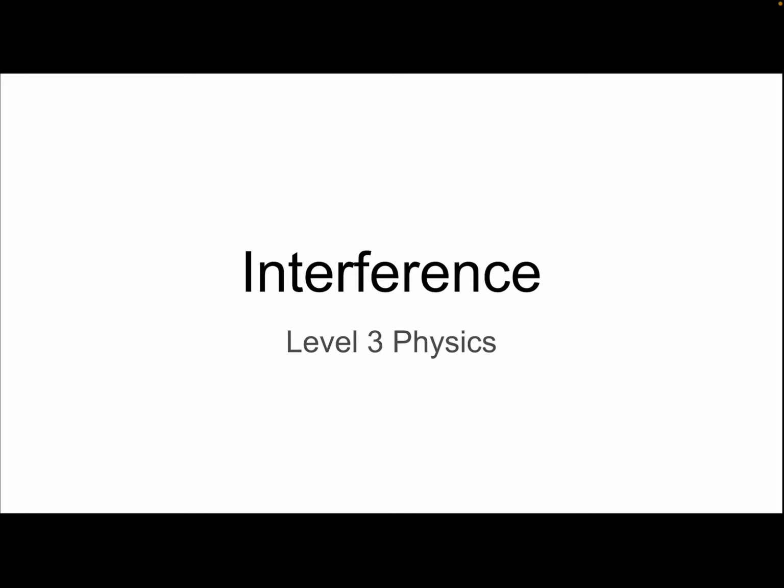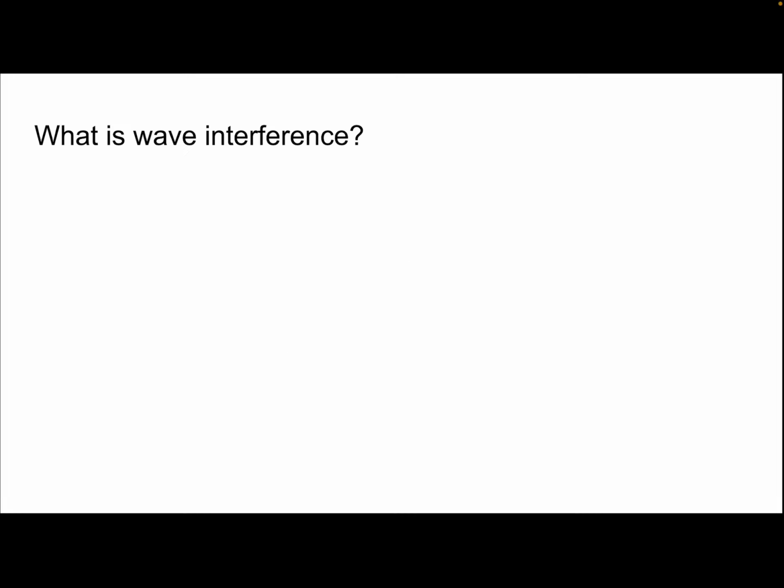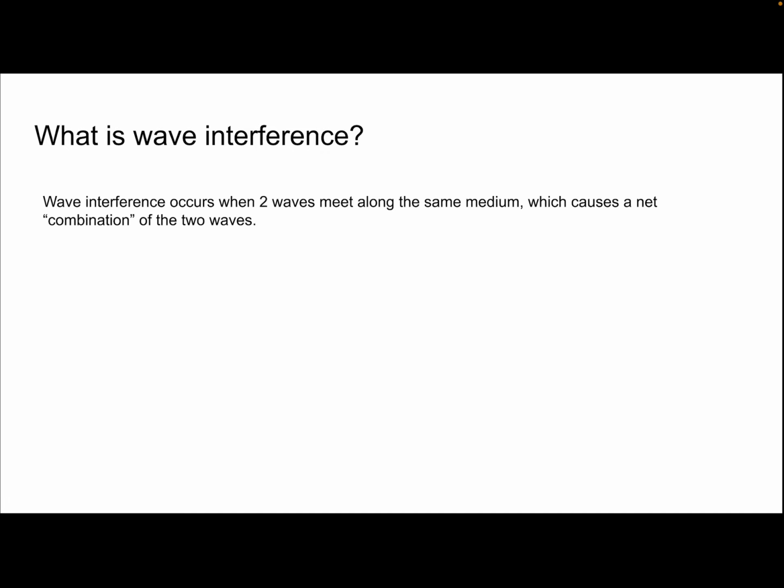So we're looking at interference for level 3 physics. Let's start off with wave interference and what is wave interference. Wave interference occurs when two waves meet across the same medium. That causes a net combination of the two waves.